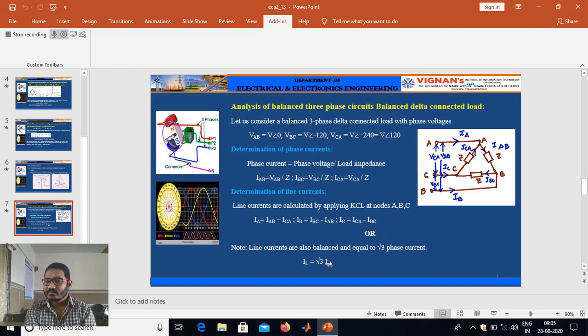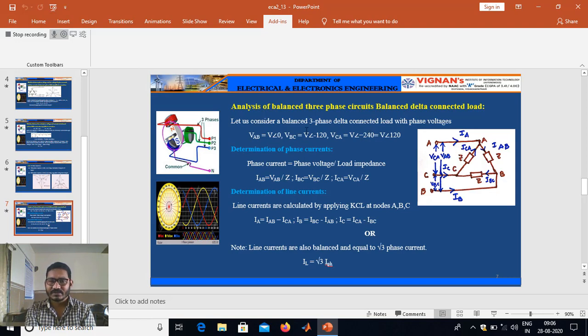For the delta connected system, the current flowing through line A is IA, similarly line C is IC, line B is IB, and the phase current is IAB. The direction we considered previously is different; this is a different direction. IAB, IBC, ICA. The voltages between phases are VCA, VAB and VBC. You can consider it like this.